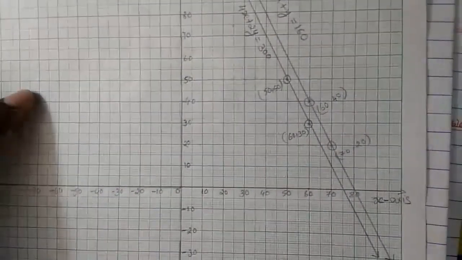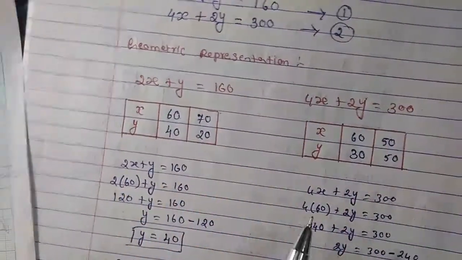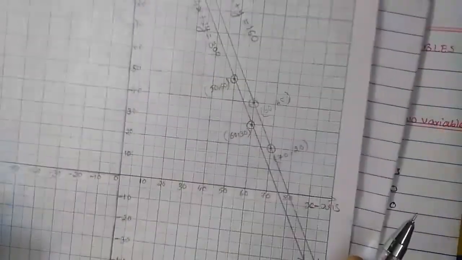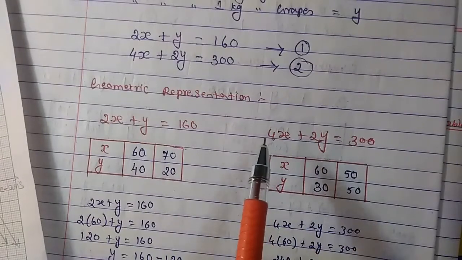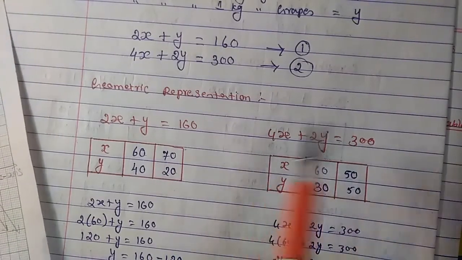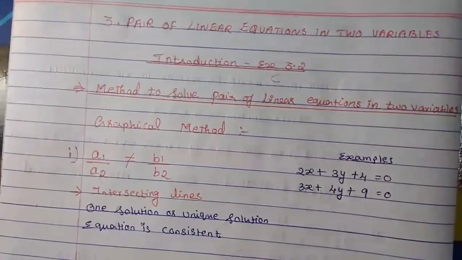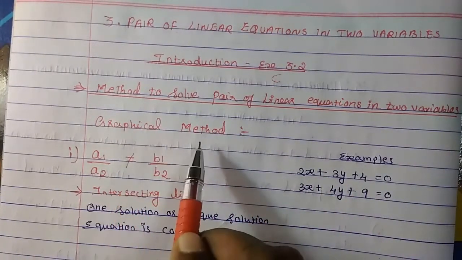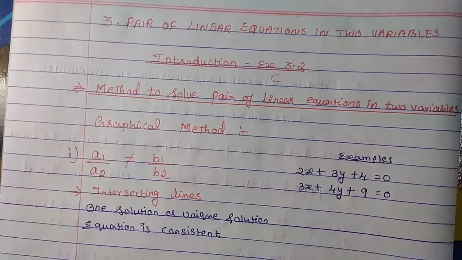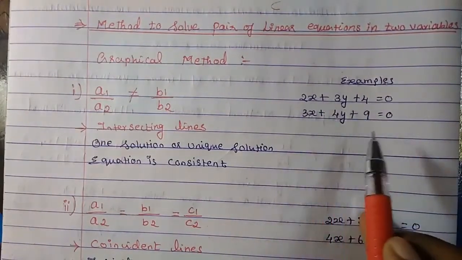Now what we are going to do here is, without doing all this procedure and without plotting this graph, just by looking at these equations, can we come to know what type of graph we are going to get? So that's what we are going to see. You have the method here, method to solve pair of linear equations in two variables. We are going to see in detail the graphical method. So without plotting the graph, we will come to know what type of graph we are going to get just by looking at this equation.